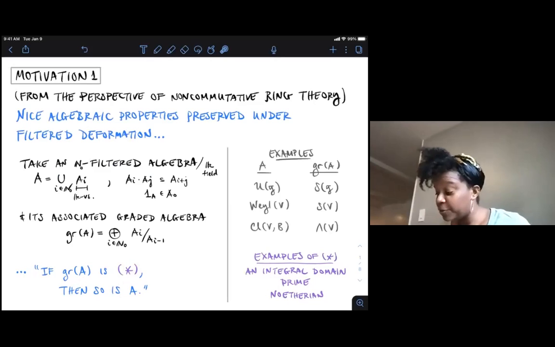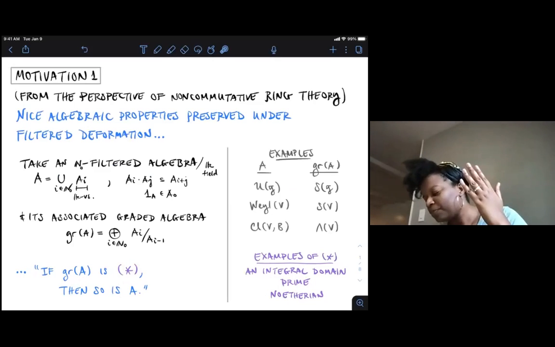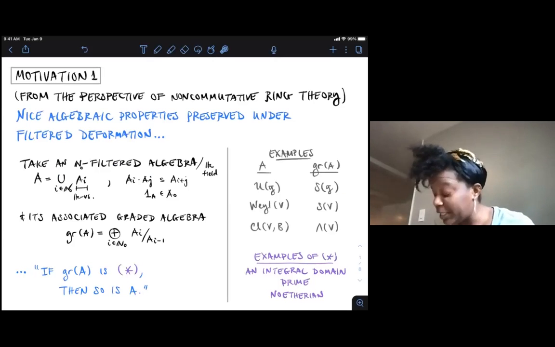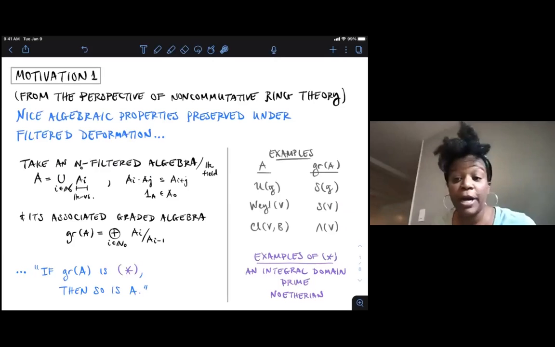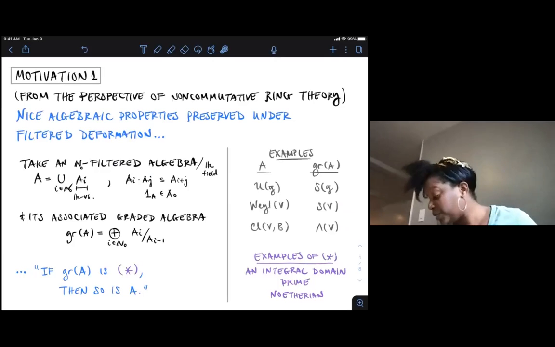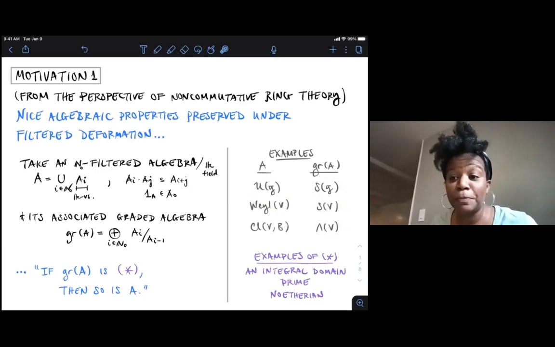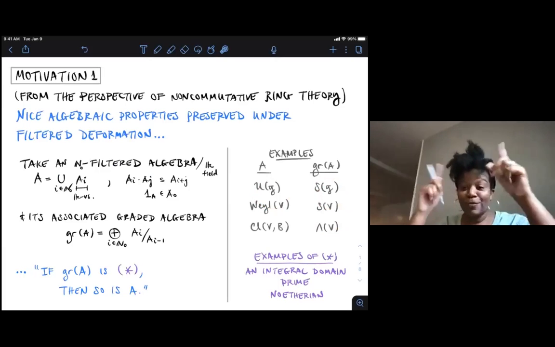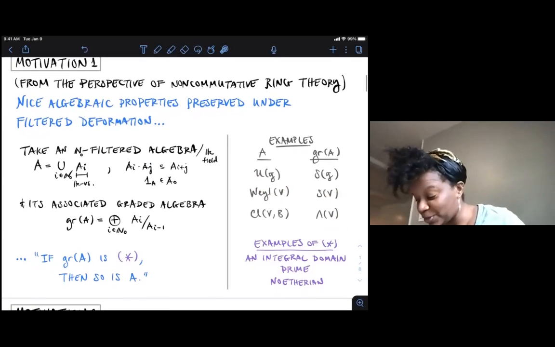Some examples of filtered deformations are universal enveloping algebras, Weyl algebras, and Clifford algebras, because respectively they are filtered deformations of nice rings that we're familiar with, namely the symmetric algebra on the Lie algebra g that appeared in Sue's talk, the symmetric algebra on V, and the exterior algebra on V, respectively. So in particular, all of these algebras, or at least these two, are Noetherian domains, and so their filtered deformations are as well. Okay, so that's one motivation for studying filtered Frobenius algebras in monoidal categories.